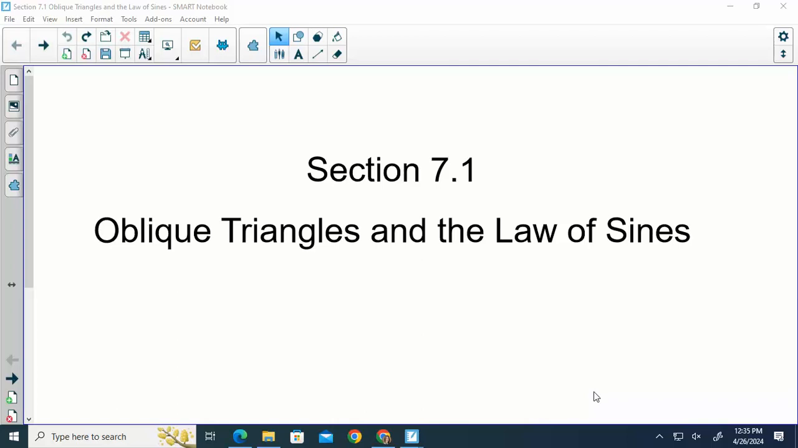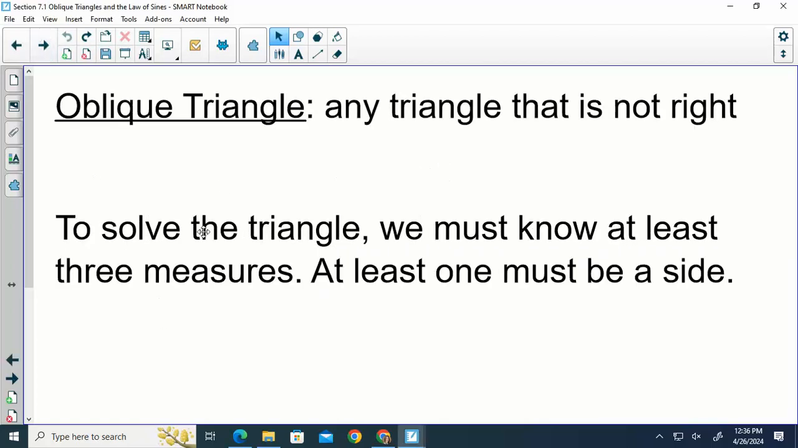To wrap things up, we are going to hit the first few sections out of chapter 7. All of the trig that we've done so far has either been based off a circle or a right triangle. Now we're going to extend it to how do we solve it if we have a non-right triangle? Because our definition, SOHCAHTOA, you have to have a hypotenuse for that to work. And the hypotenuse means you have to have a right angle. So oblique triangles, if we're talking about those, that's just any triangle that is not right.